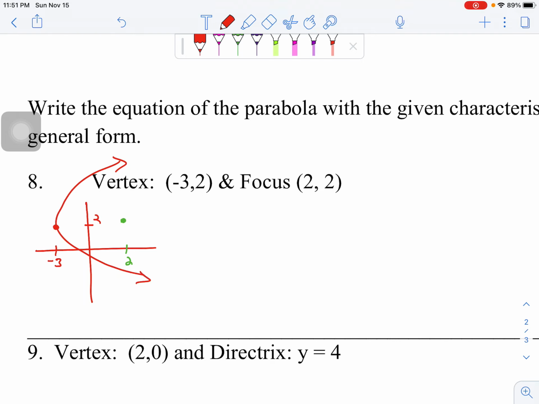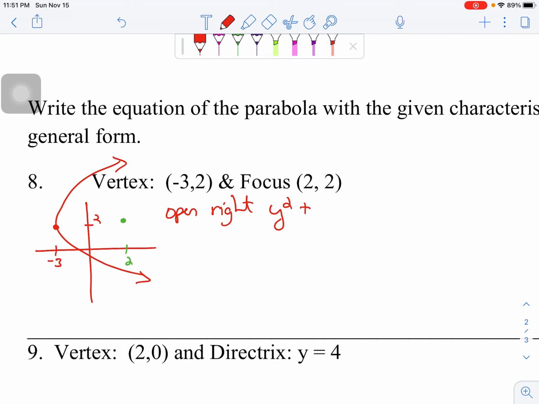So when you look at your parabolas, the parabola always curves around the focal point. And so that's why I know, if this is how my vertex looks and this is where my focus is, I have to have a right-facing parabola. So that means this is going to be opening to the right. If it opens to the right, it's y squared and positive.